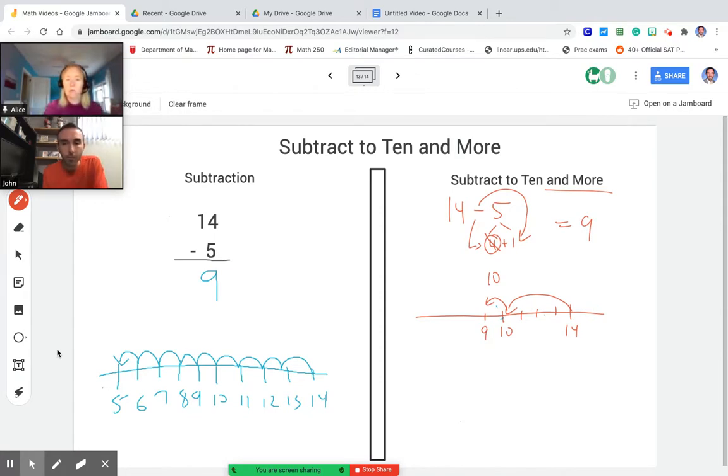Okay, so just like the name says, subtract to 10 and more. So I'm going to try a problem now, and what I'm going to focus on is to make sure that I can get the first number to become a multiple of 10. If it's not, then I'm going to have to kind of will it into existence.